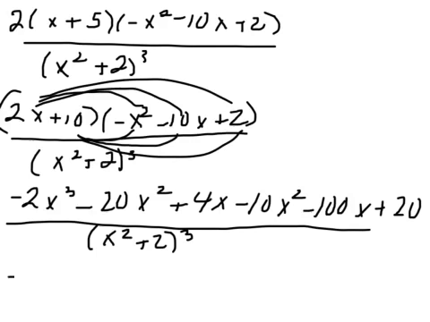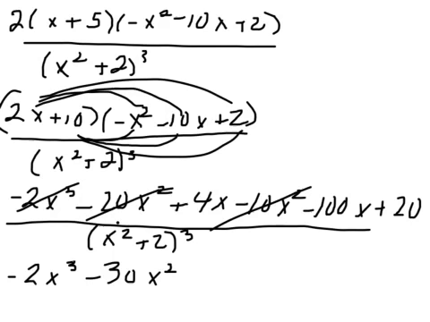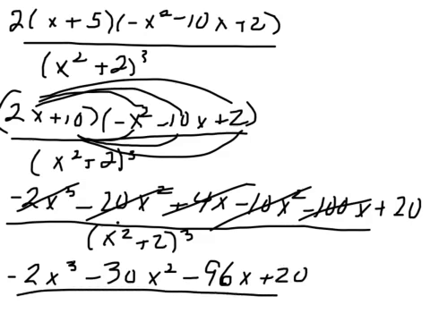All right, so I have negative 2x cubed. And I've got negative 20x squared minus 10x squared. That's going to be minus 30x squared. So that's gone, that's gone, that's gone. 4x minus 100x is minus 96x. Okay, and then plus 20 over x squared plus 2 cubed.